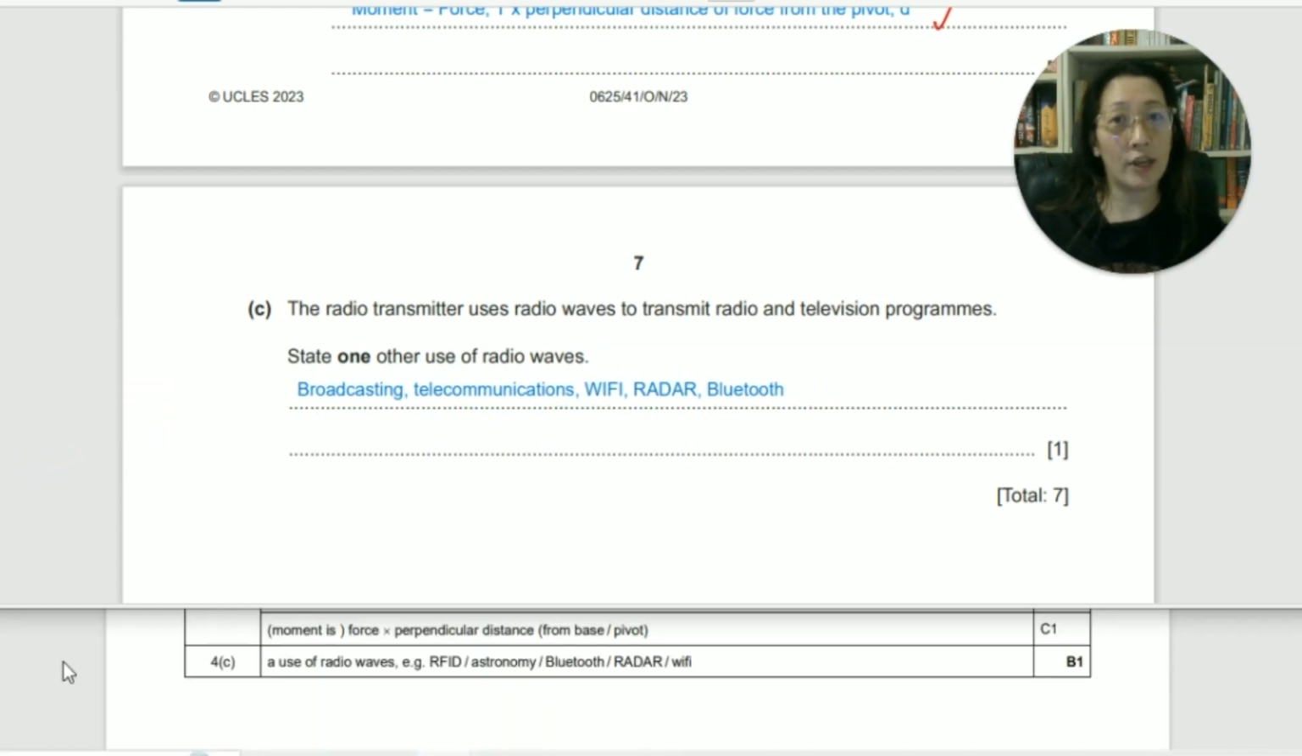If we just have a quick check against the mark scheme, as you can see, a use of radio waves, they've given some examples over here. But for this particular answer, it's not limited to only what's in the mark scheme. Like I said, as long as the use that you have written is appropriate and correct, you will get your 1 mark. I'm just going to give myself the 1 mark because why not? And that's how you solve question 4.